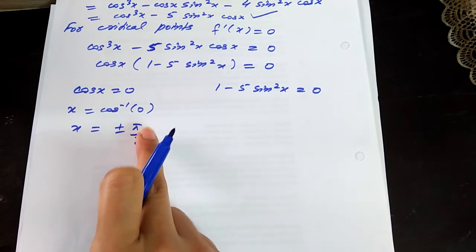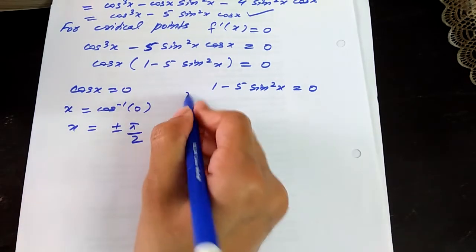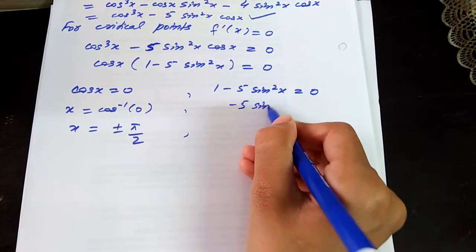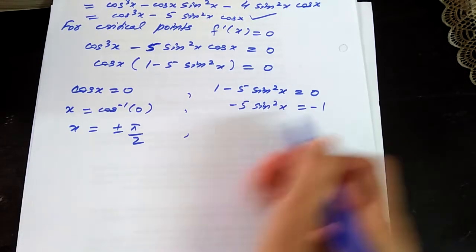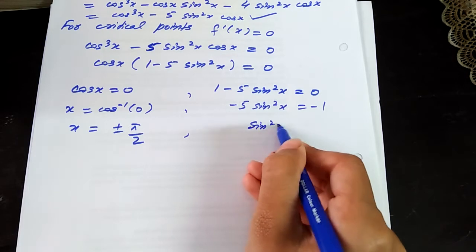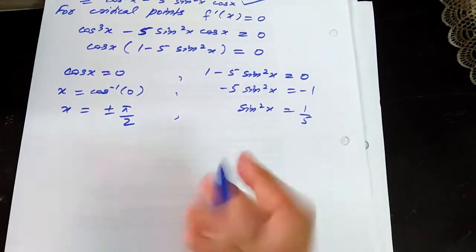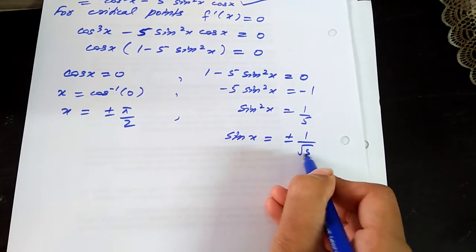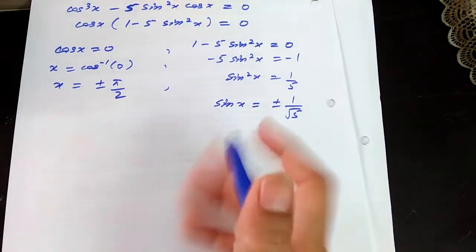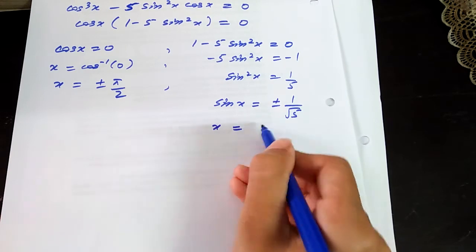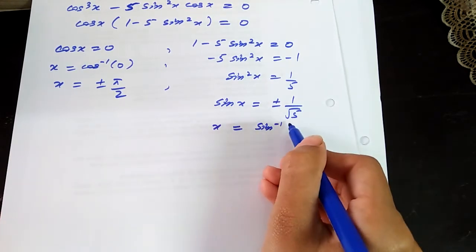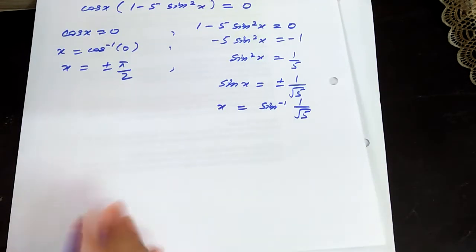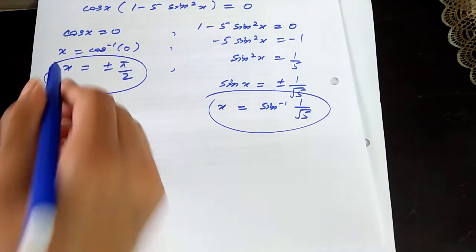Cos will be 0 at plus minus 90 degrees. Now out of it we will get here minus 5 sine square of x equals minus 1. So sine square of x equals 1 over 5. So sine of x will be equal to plus minus 1 over under root 5. So x equals sine inverse 1 over under root 5. Now we have these terms here.